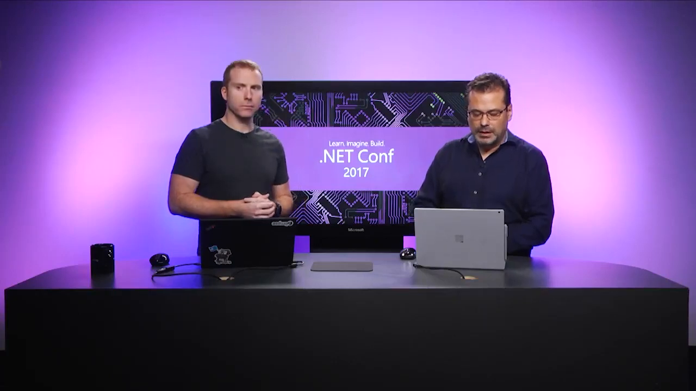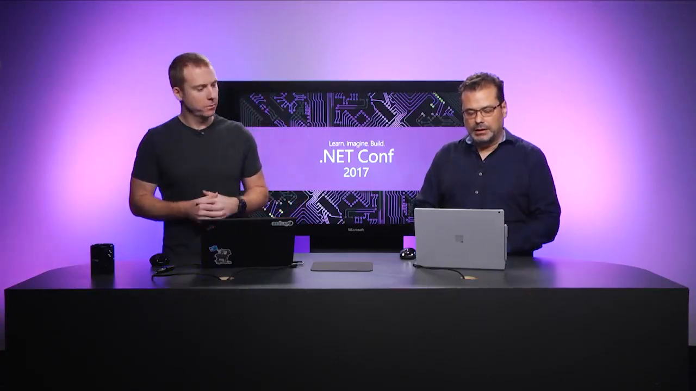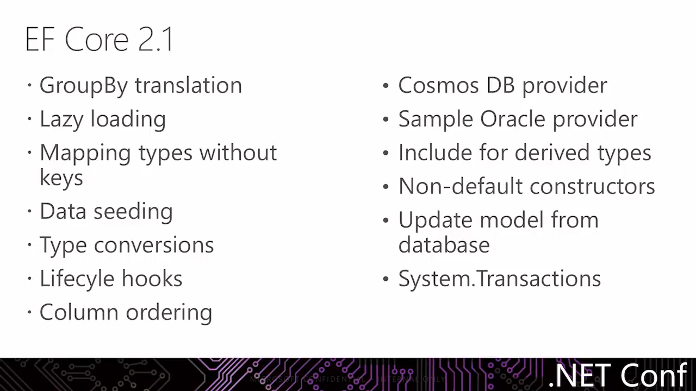Okay. So we have many features in the plan for 2.1. Some of these are things that we have committed to do, and some things we have committed to start in 2.1. We have data seeding, like a replacement for the old seed method that we had in EF6. We have mapping types without keys. That's probably something that you want to describe, but we have just a short time.